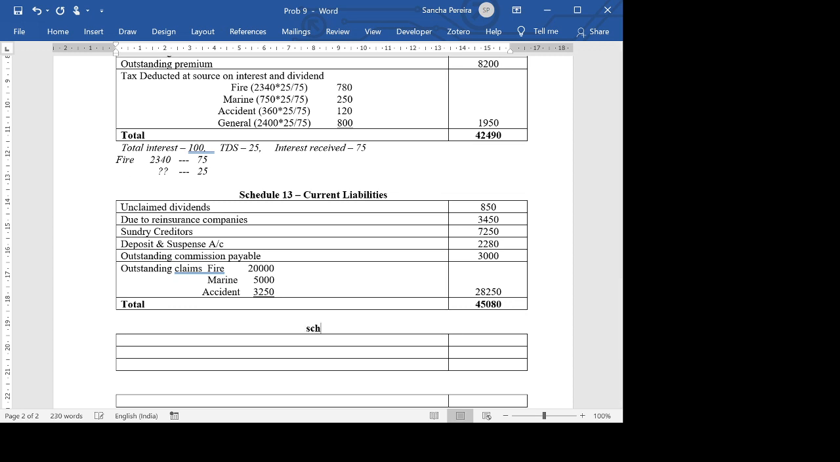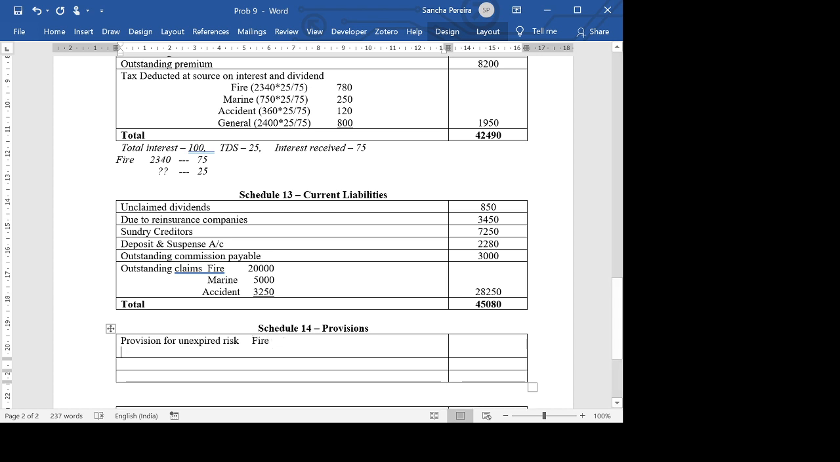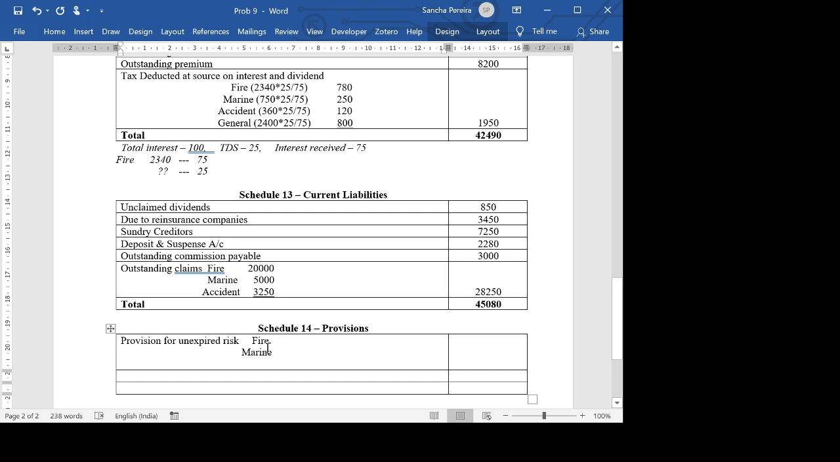So that's schedule 13. Schedule 14, the last one that we have in this problem, is provisions. Under this we have provision for unexpired risk. Again, we have three items: fire, marine, and accident.